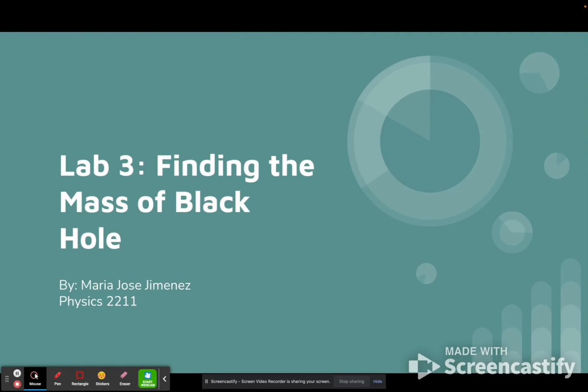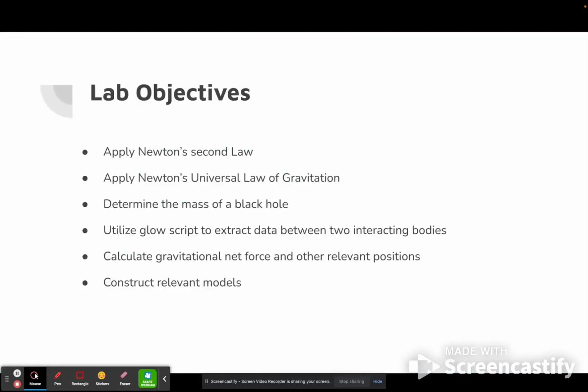Finding the mass of a black hole. Today's objectives for the lab include utilizing fundamental physics principles such as Newton's second law and Newton's universal law of gravitation to determine the mass of a black hole. We will also generate an understanding of the motion that occurs using GlowScript, utilizing the data from the interactions between the two bodies. Lastly, we will calculate the black hole's force, the star's position, and its mass.